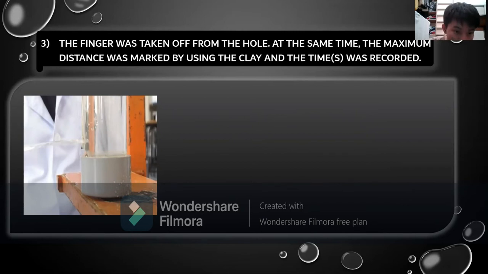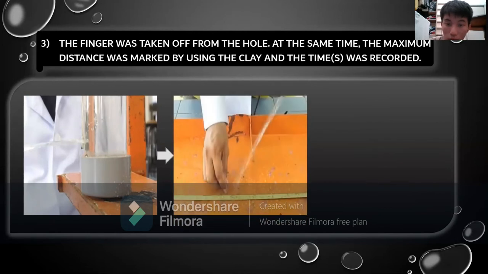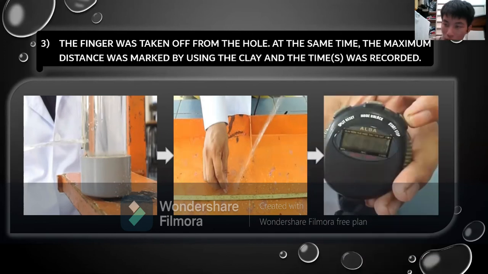Okay, so this is the picture of the water flowing out from the hole of the cylindrical tank. After that, we record the furthest distance traveled by the water. This is a very important reading. And lastly, this is the stopwatch that we use to record the time.